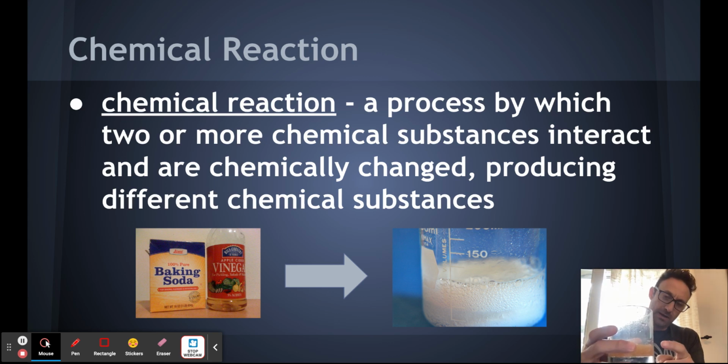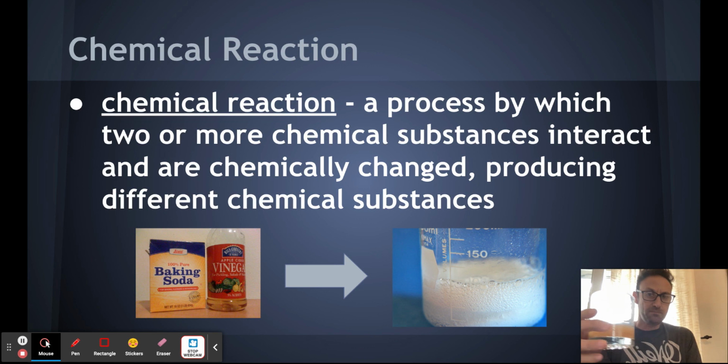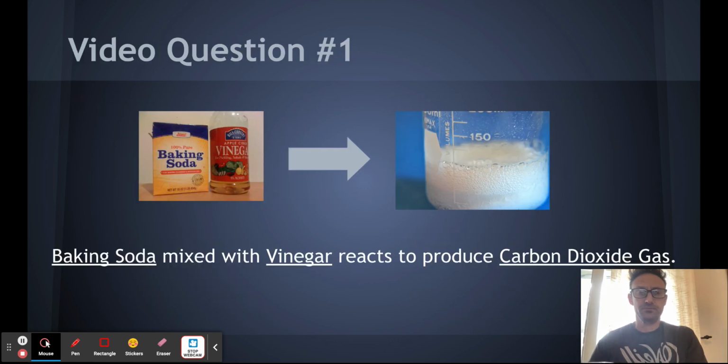I took vinegar, I took baking soda, and I can see that there is a chemical reaction. If there wasn't a chemical reaction, I would have no fizzing, I would have no gas that's created. They would just be together and nothing would happen.